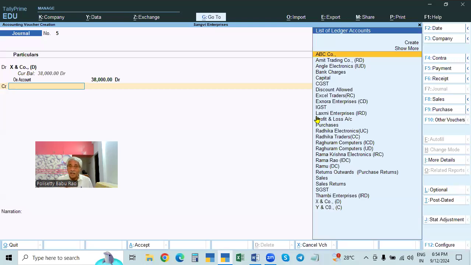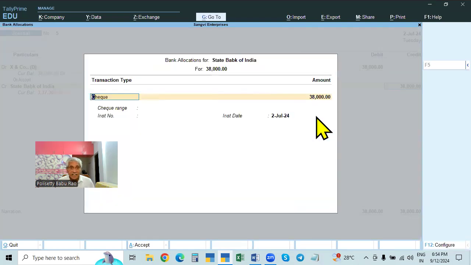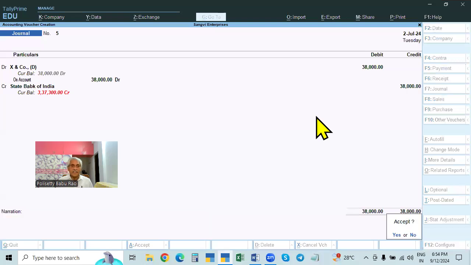So debit is the party, who will become a debtor, and the bank was debited when you deposited. Now they have not received money. The bank account is to be credited. State Bank account is credited, and here the same check number 1, 2, 3, 4, 5, 6 we will enter. So like this, you'll get.